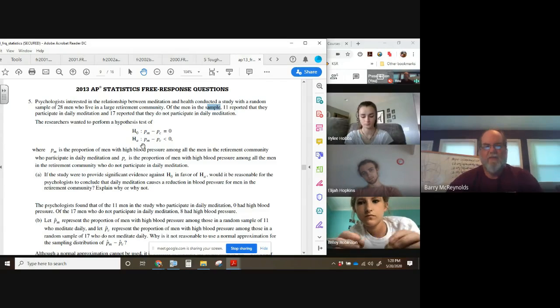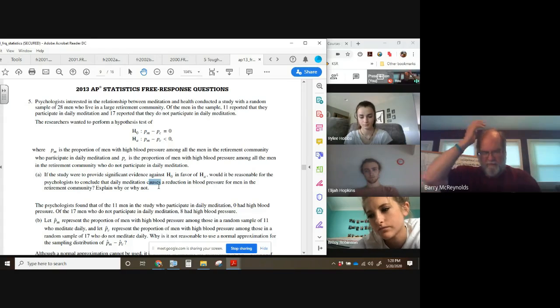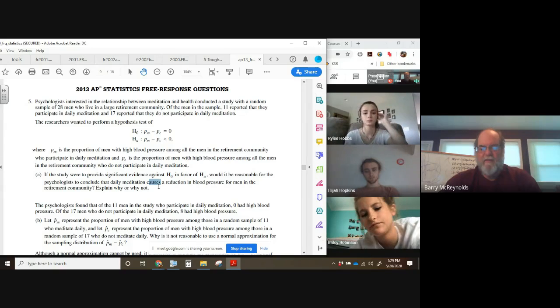And so the answer to this is it is not reasonable to conclude that meditation causes, here's another key word, causes a reduction in blood pressure, because they did not conduct an experiment. This is only an observational study, and therefore you cannot draw a cause and effect relationship.